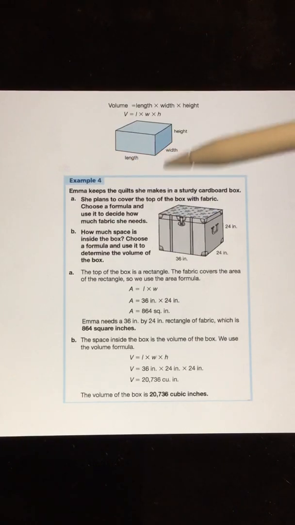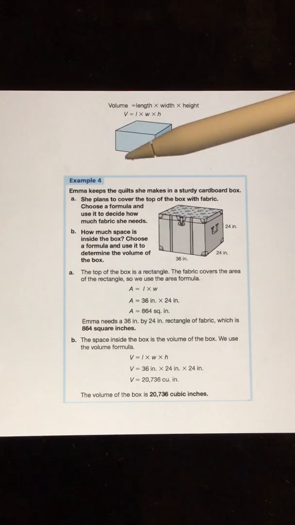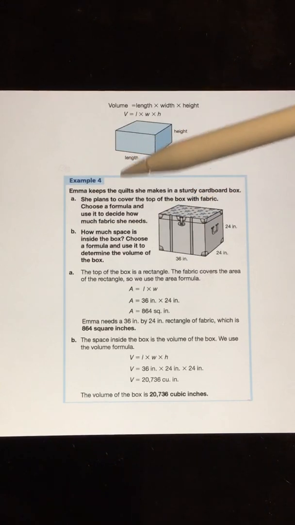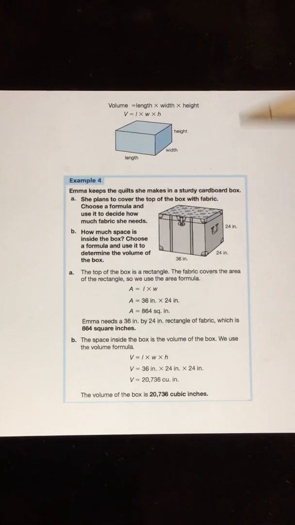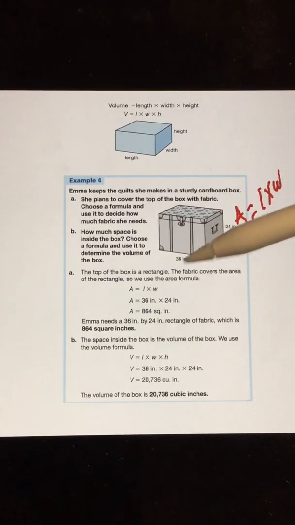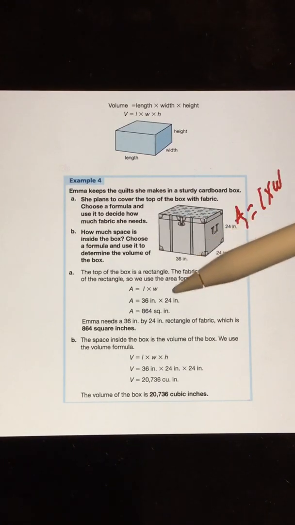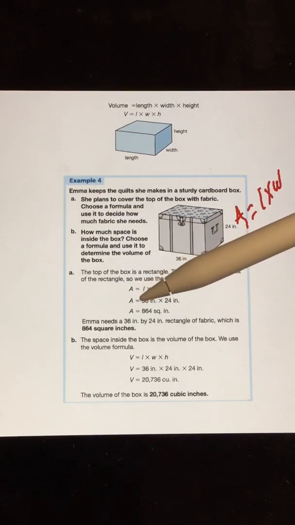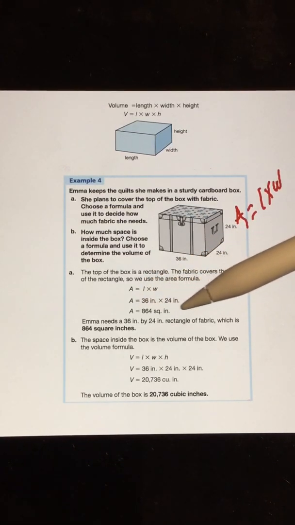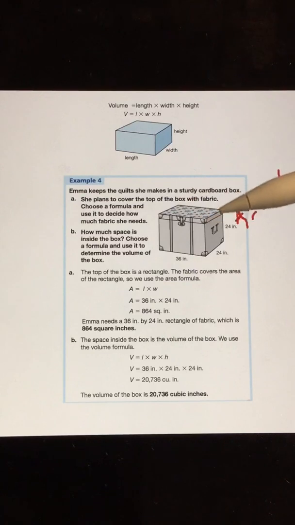So Emma keeps the quilts she makes in a sturdy cardboard box. She plans to cover the top of the box with fabric. So choose a formula that she could use to cover the top of the box with fabric. Well, that's just this top, so she's going to use area, which is length times width. She's going to look at the 36 and the 24 and multiply those two. 36 times 24, and her area will be 864 square inches. Square because she's only doing the 2 dimensions of the top of this box.